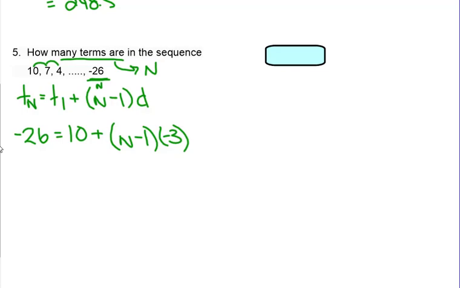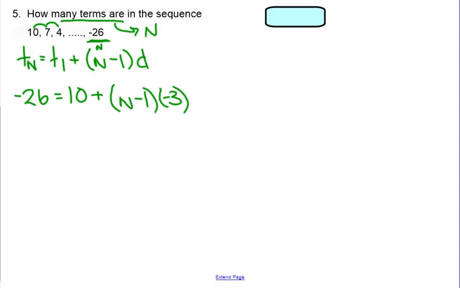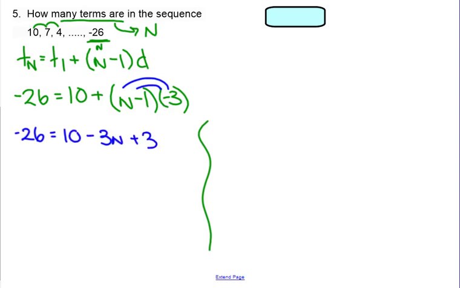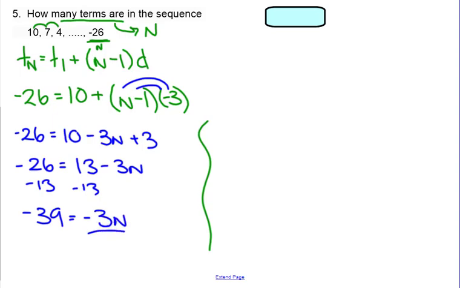And at this point, you can simplify. I'm going to go through 2 ways that you can do it, and you can do it whichever way you like. The first way, I'm going to distribute. So -26 is equal to 10 minus 3n plus 3. Combine like terms, I'm going to end up with 13 minus 3n. If I subtract 13 from both sides, I have -39 is equal to -3n. Divide by -3, and that is 13.